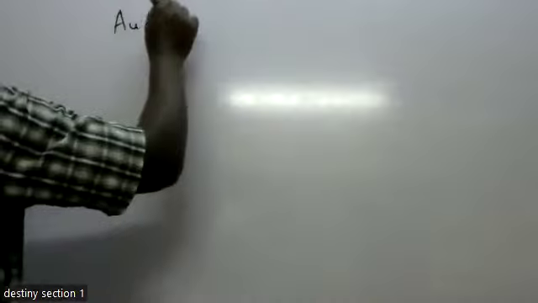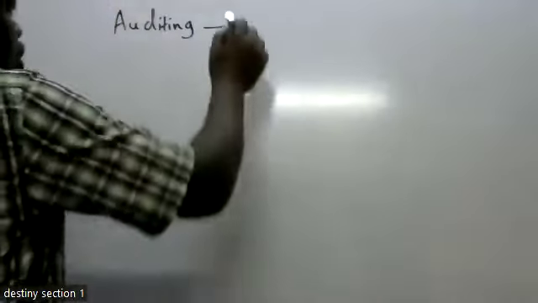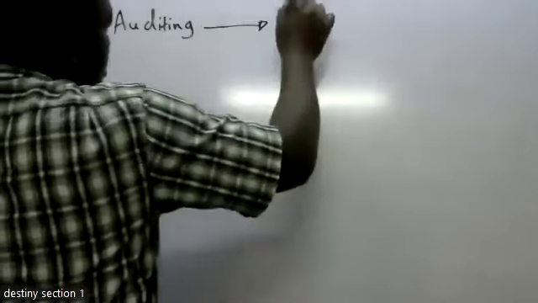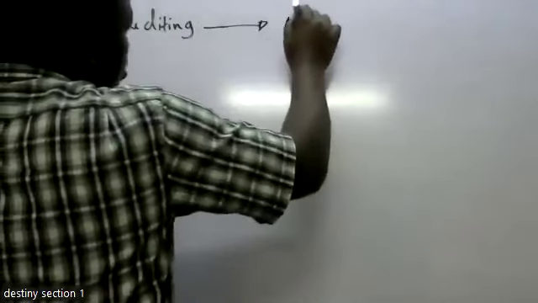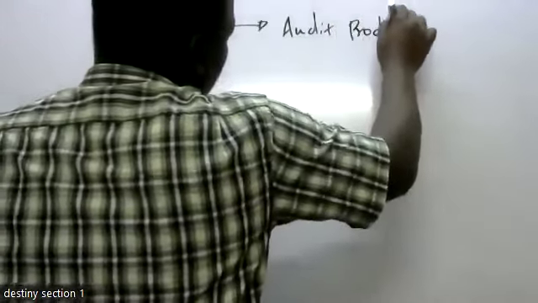Auditing itself is an activity. And this activity has for its end product the auditor's report. The end product of an auditor's work is an auditor's report.